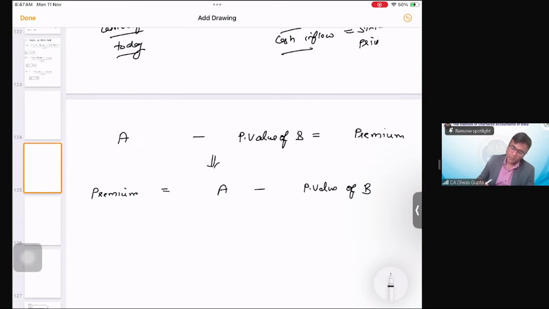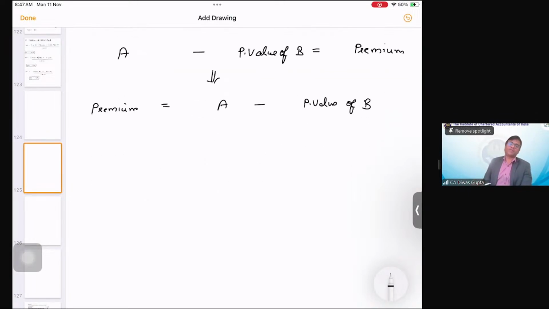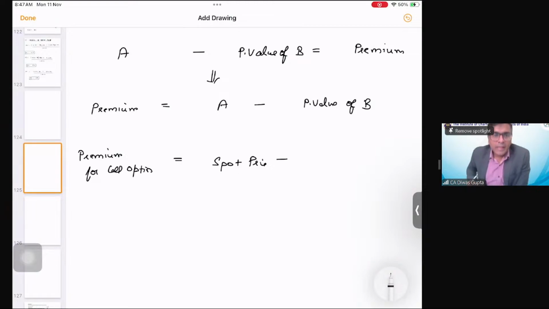Now let's talk about call option first, right? Because case 2 we have taken for call option. So premium for call option is equal to spot price. A was what? Spot price, right? A is the situation where you are purchasing the shares. Purchasing the shares will happen at spot price, minus present value of B, which is what? Strike price.